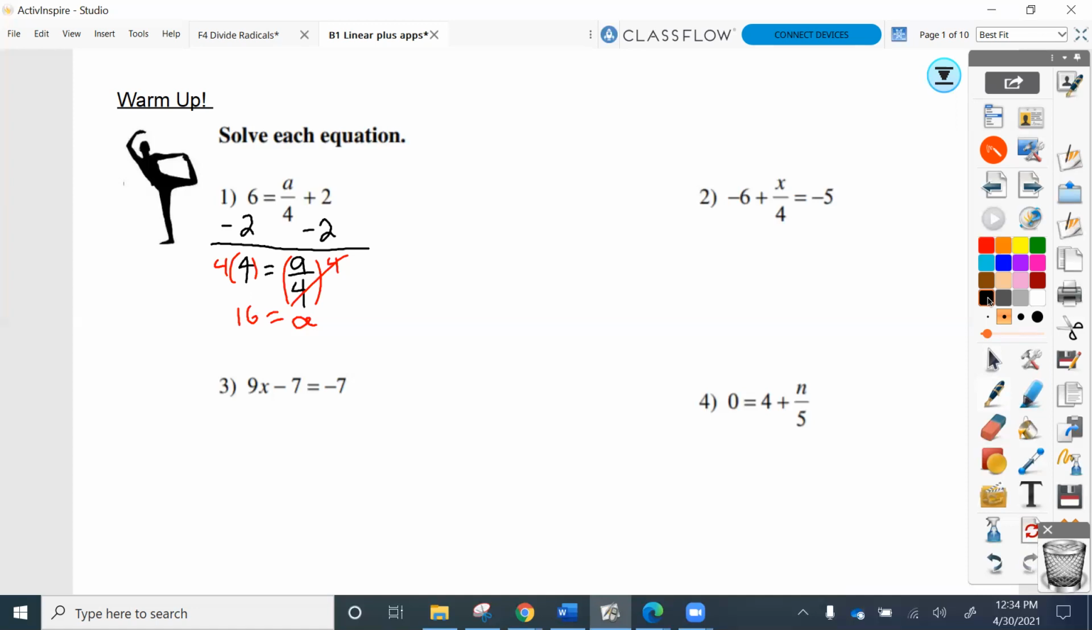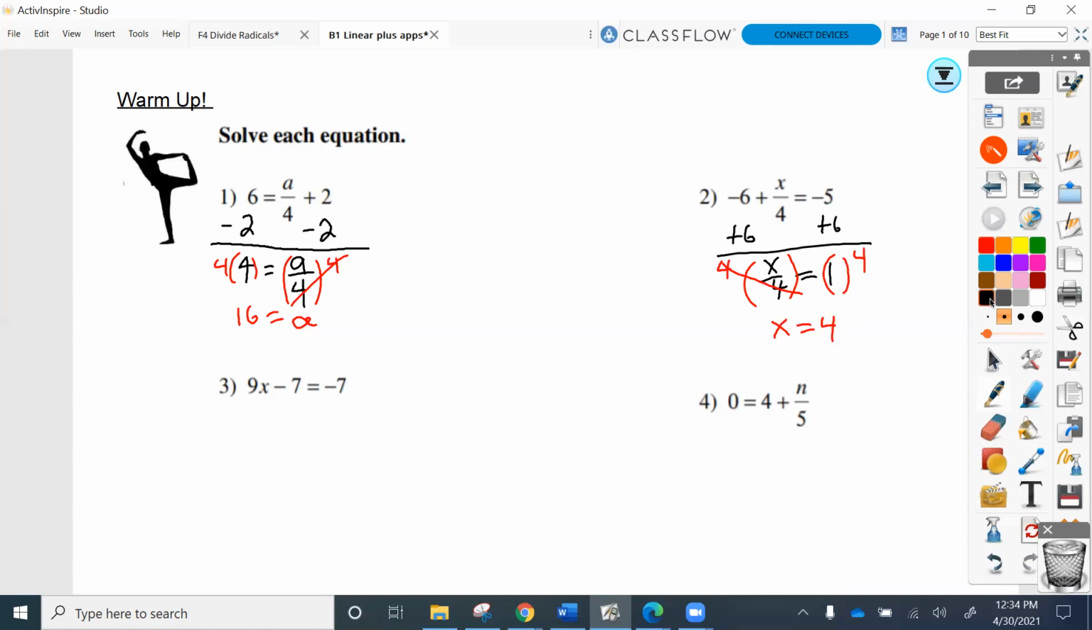Now in this case, the trailer is a -6, and in order to get rid of it, we've got to add it to both sides. So we'll get x divided by 4 is equal to 1. Now again, to get rid of that 4, we're going to multiply both sides of the equation by 4. They'll cancel here, and you'll just get x is equal to 4.